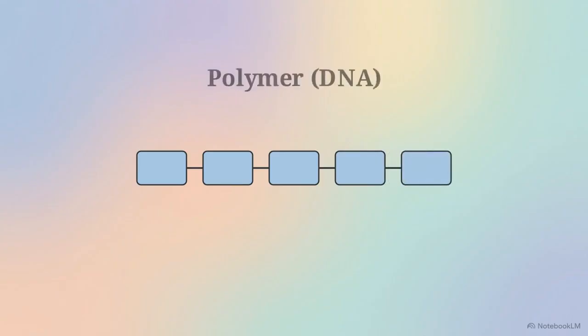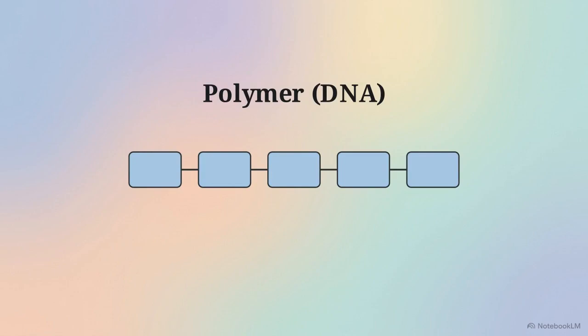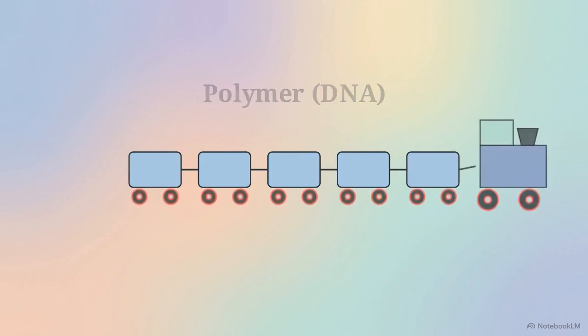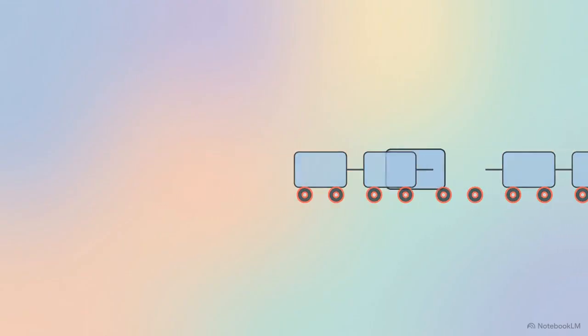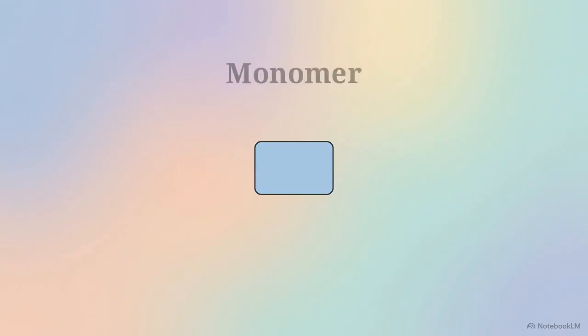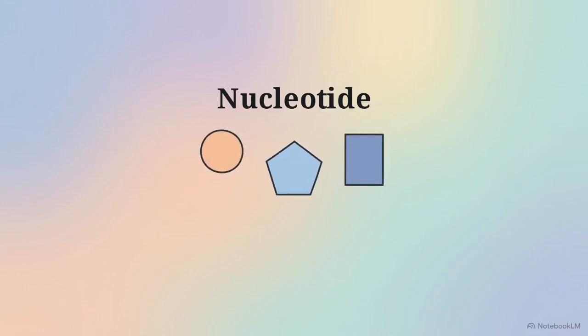DNA is a polymer, meaning it is a massive molecule built by repeatedly linking together smaller identical units. Think of it like a freight train, where the long chain is made of individual boxcars. In DNA, each of these individual boxcars is a monomer called a nucleotide.